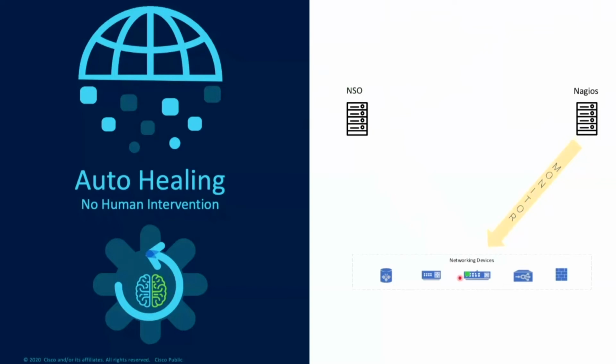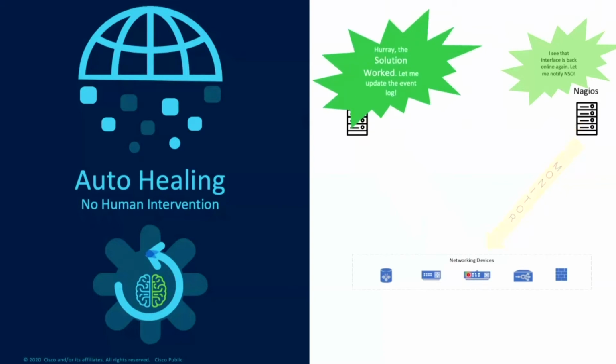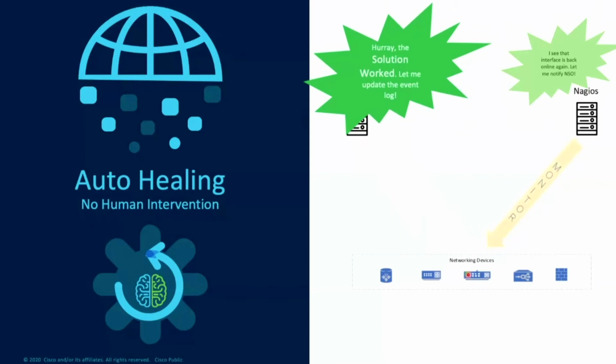Nagios immediately gets to know that the device is back online after some time, and it lets NSO know that the service is back up. NSO in turn will record that the particular template that was applied actually resolved the issue, so that we can keep track of the templates that are actually resolving issues. That will be useful for other upcoming events.